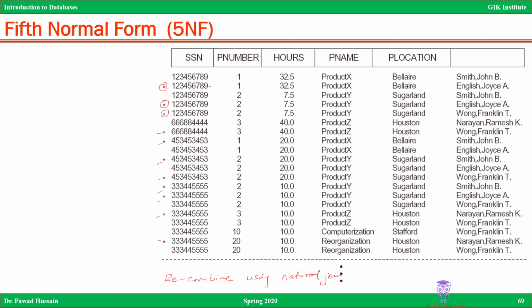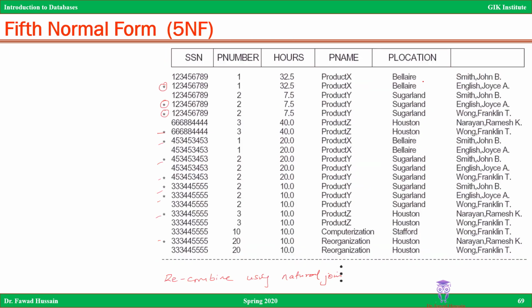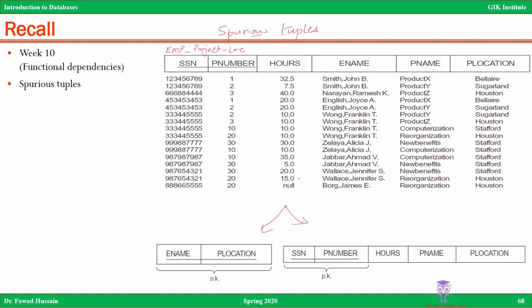This ID 1 through 9, number 1, 32.5, X Bellier, and English Joyce. This never existed over here. There's only one value with 32.5. That's John Smith working on product X. So where did this come from? How does Joyce English work on product X for 32.5 hours? It does not exist in this table.